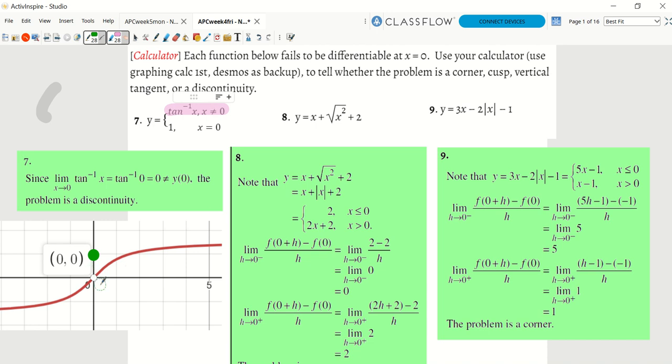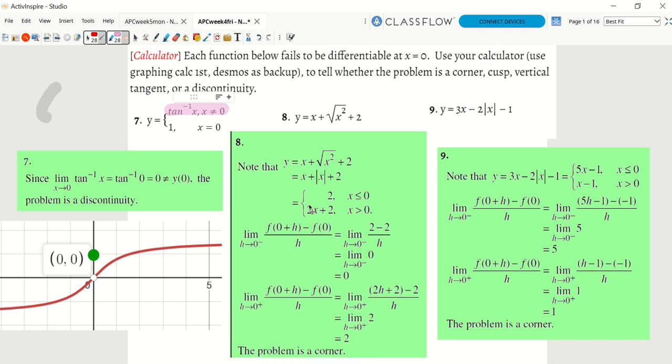So this is a discontinuity at x equals 0, clearly. Okay. So, let's go to 8 now. All right. 8. Now, we have our original function here, and let's look at this pink to that pink.